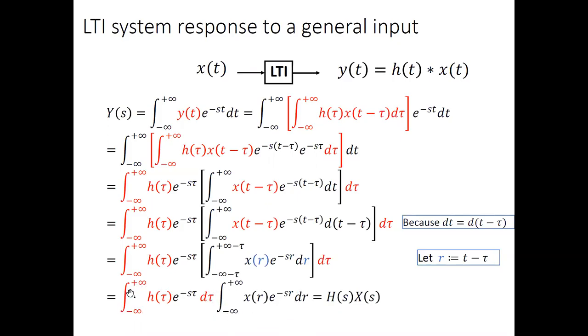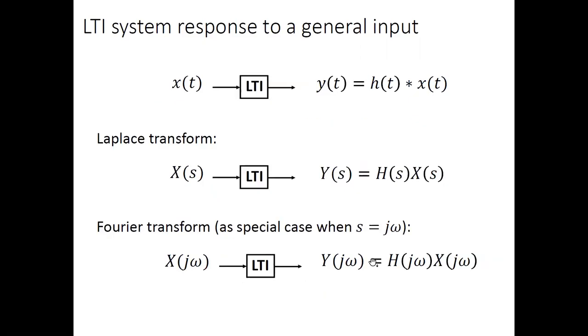The first integration is the definition of the Laplace transform for small h. The second integration is the definition of the Laplace transform for small x. Then they are denoted by capital H and capital X respectively. Okay, I hope this explanation is clearer than what I gave last lecture.